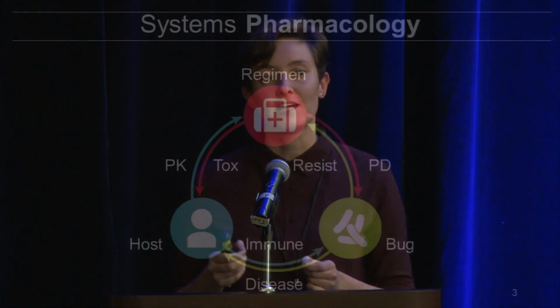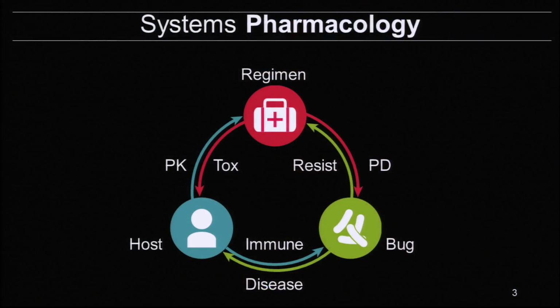So getting right into it, when we look at our experiments, we know that we are often looking at our regimen, host, and bug in isolation. We know that these 3 components have a much more dynamic interaction, and this is where systems pharmacology has the benefit of looking at these relationships of PK, tox, resistance, and also our immune function that's being added onto our triage.